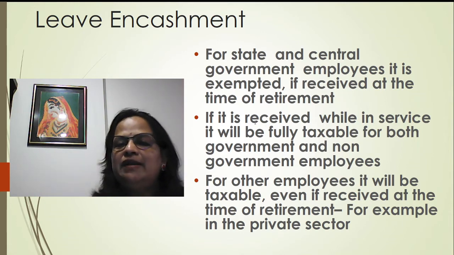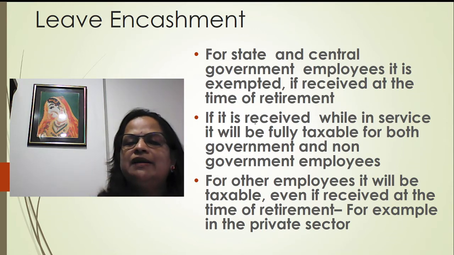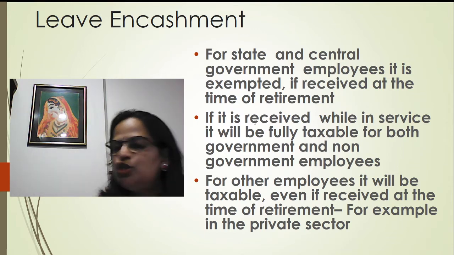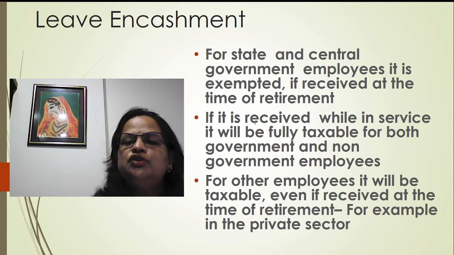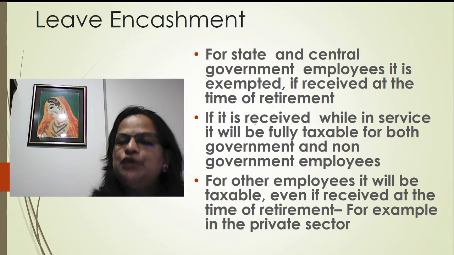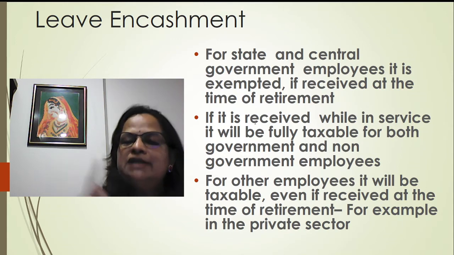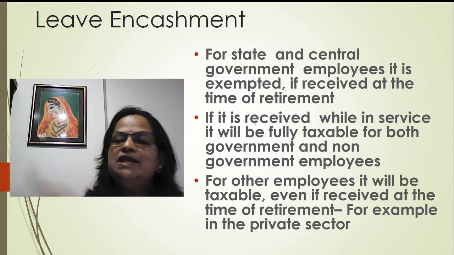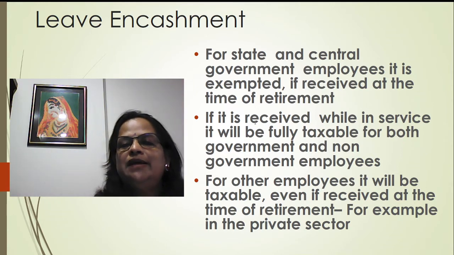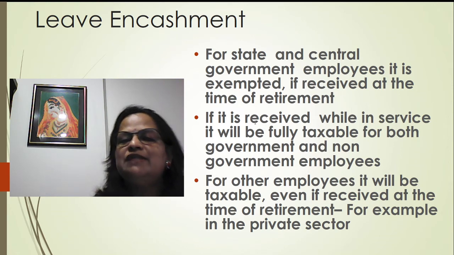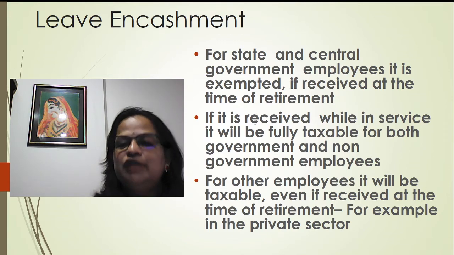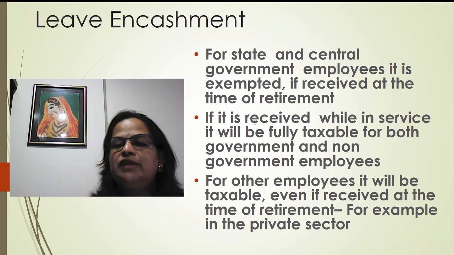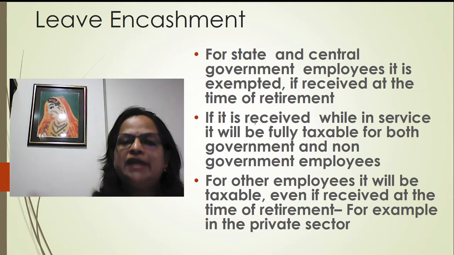10 months average salary. We don't have to calculate that because here clearly it's given 50,000 salary for the preceding 12 months. So 50,000 into 10, 5 lakhs. Now cash equivalent of leave at the time of retirement. Leave at credit was 6 months, 6 into 50,000, 3 lakhs. So which is the least value? 3 lakhs is there, 5 lakhs is there and 7,50,000 is there. So least value is 3 lakhs. So taxable value is equal to actual received 7,50,000 minus 3 lakhs, 4,50,000 will be taxable.